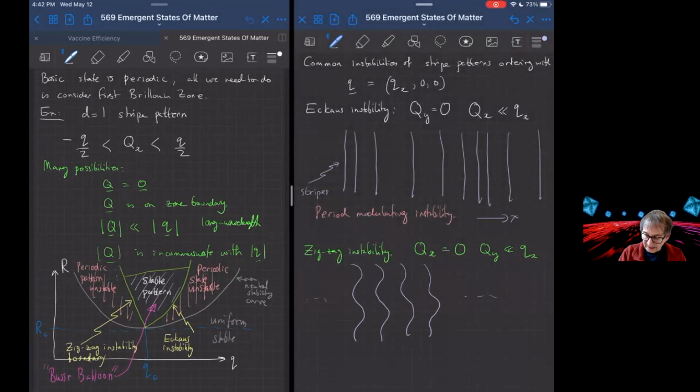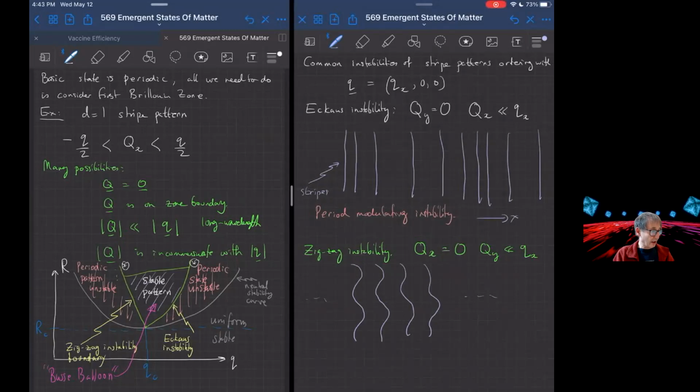Okay, and so that is the zigzag instability, and it turns out that the shape of the stability boundary for the zigzag one turns out to have a linear shape. That's this linear dependence I've drawn over here on the left-hand side. The Eckhaus one has a parabolic shape, and you can only determine that by a detailed calculation. Okay, so that's where I'm going to end today's lecture.